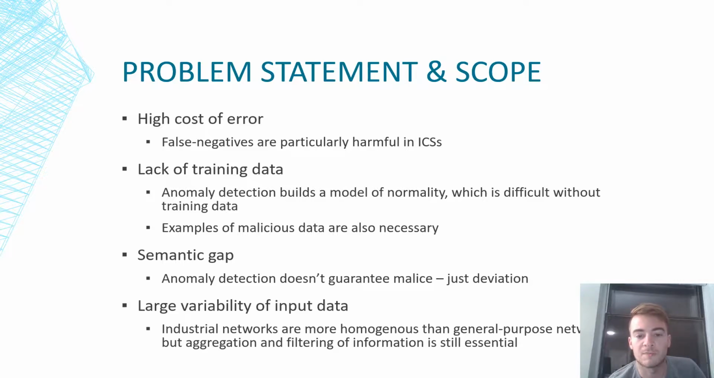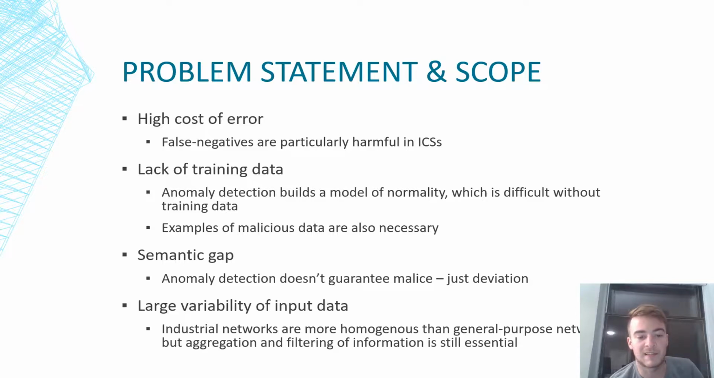Anomaly detection in general builds a model of normality. And so without a sufficient amount of training data, it can be difficult to know exactly what is considered normal. And we also need examples of malicious data in order to test the detector to make sure that it actually does correctly flag malicious attacks as malicious.